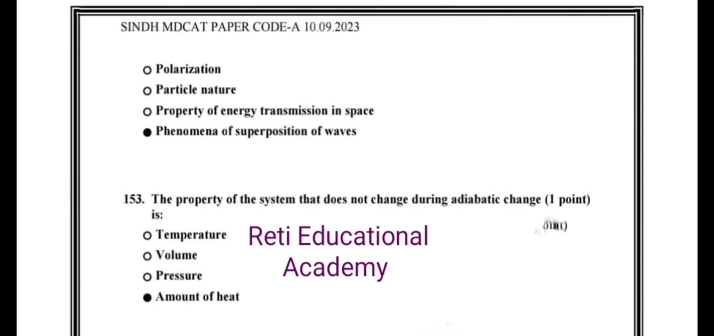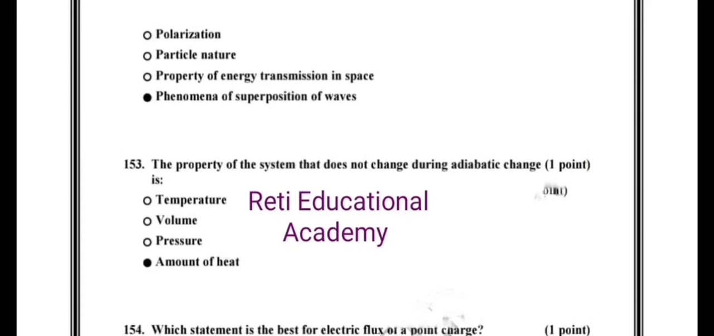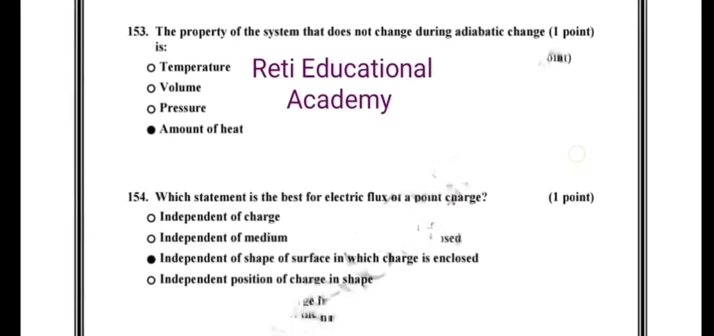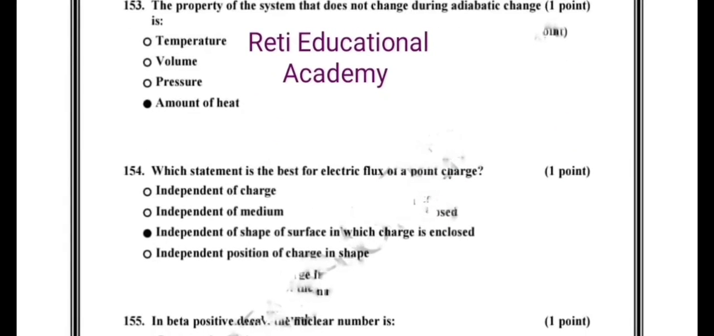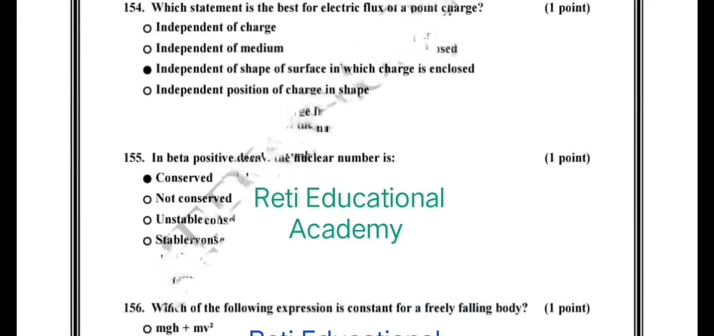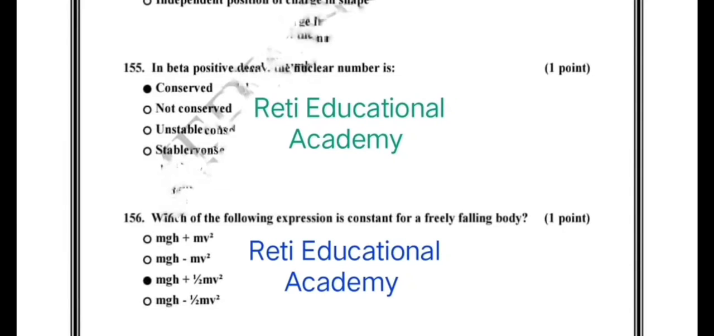Question number 153. The property of system that does not change during adiabatic change is its amount of heat. Question number 154. Which statement is best for electric flux of a point charge? And the correct option is independent of shape of surface in which charge is enclosed. Number 155. In beta positive, nuclear number is conserved. Question number 156. Which of the following expression is constant for freely falling body?